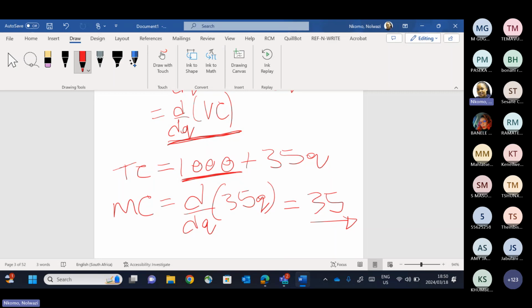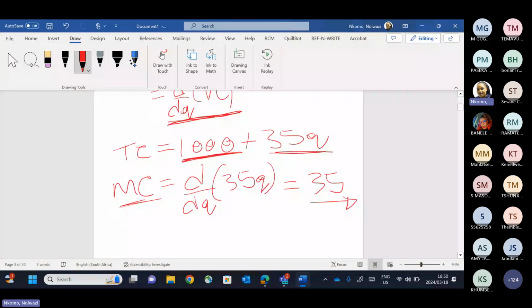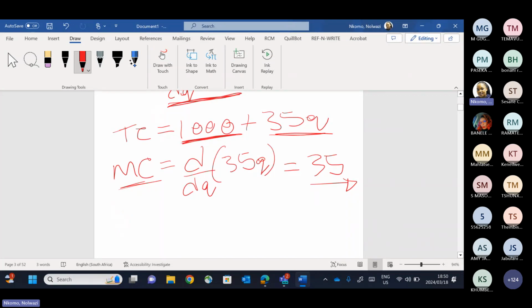So you can just differentiate this and that will give you the marginal cost, right? So this means that the output of each additional unit will cost you 35 rand, given this as the total cost, right?